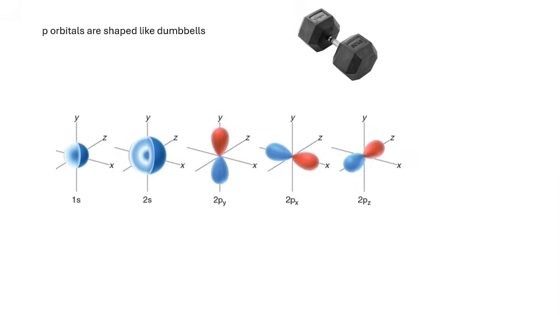Now, p orbitals aren't spheres. P orbitals are shaped like dumbbells. Yeah, I think it looks to me like two balloons joined together. Okay, so the three p orbitals, remember there are three p orbitals. Yeah, one is in the y direction, one is in the x direction, one is in the z direction. These pairs of balloons joined together. And again, these are clouds, and it's a cloud of probability as to where you might find the electron.